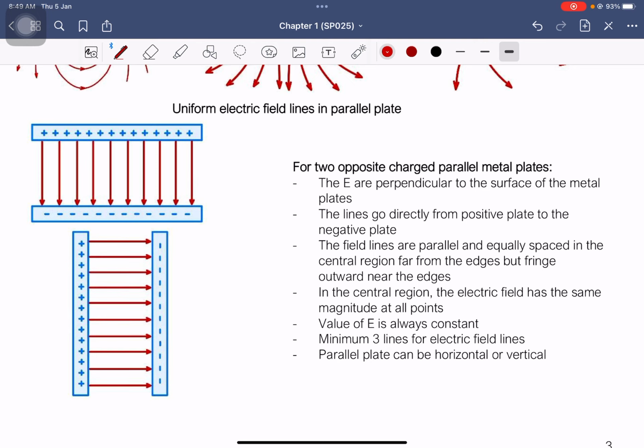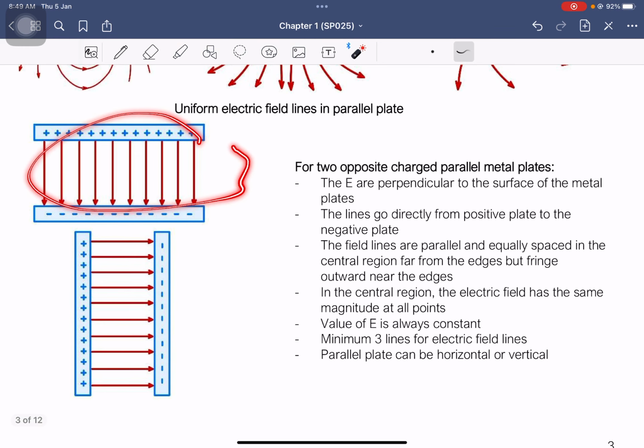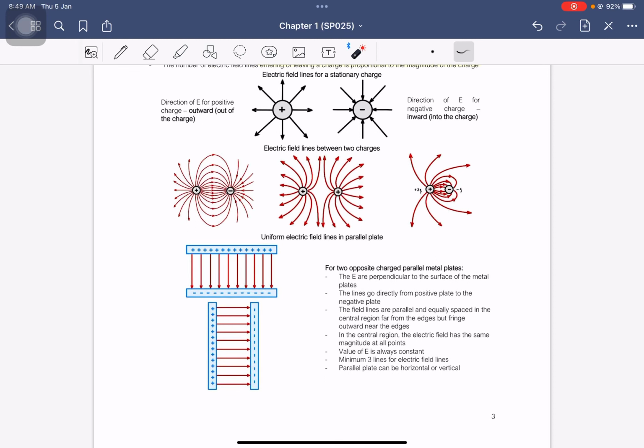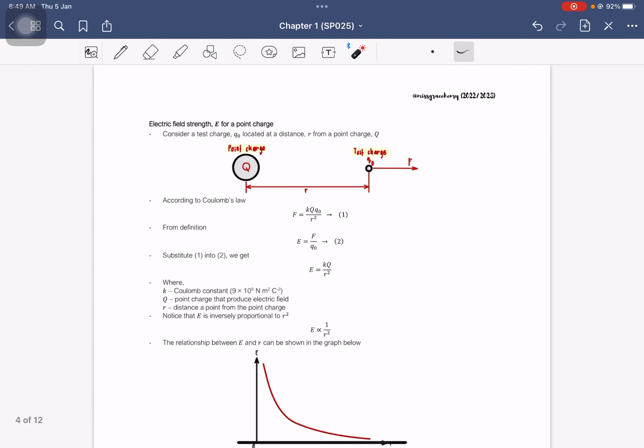In the central region, the electric field would have the same magnitude at all points. The value of electric field is always constant, and if you were to draw this, you have to draw at least 3 lines of electric field. The parallel plates can be horizontal or vertical, like the one shown here. Okay, so that is the sketching of electric field lines.